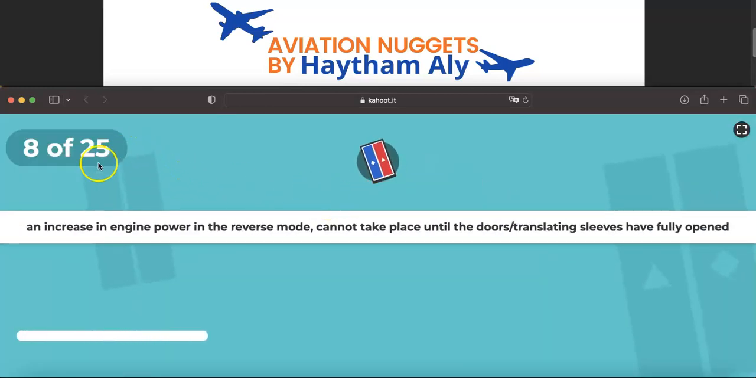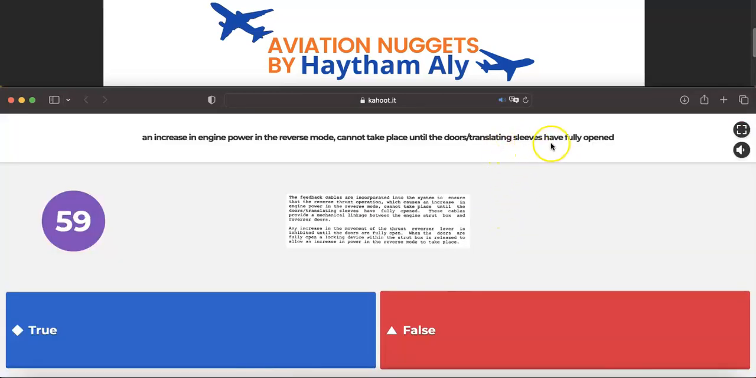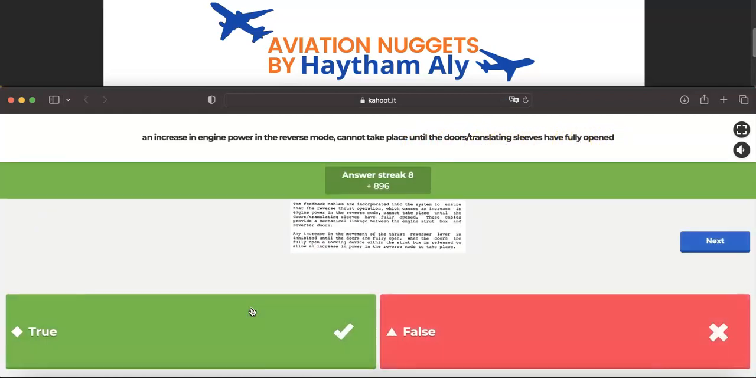Question 8 of 25. An increase in engine power in the reverse mode cannot take place until the doors or translating sleeves have fully opened. Again, an increase in engine power in the reverse mode cannot take place until the doors or translating sleeves have fully opened. Yes, this statement is very true.